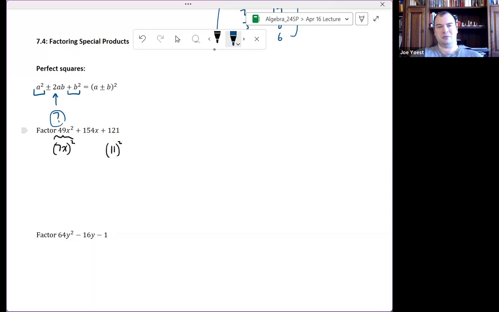If my middle term doesn't match up with what I'd expect it to be under the perfect squares pattern, it's not going to factor as a perfect square. It might factor a different way, or it might be prime, but it's not going to factor as a perfect square if that middle term doesn't match up. So I have to check the middle term.